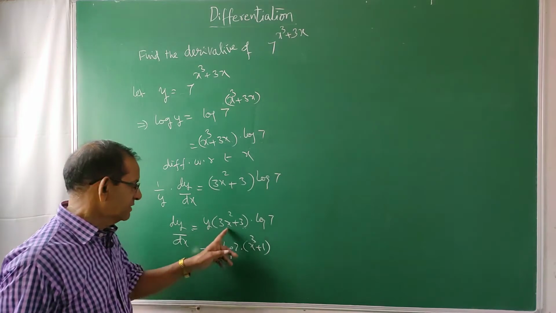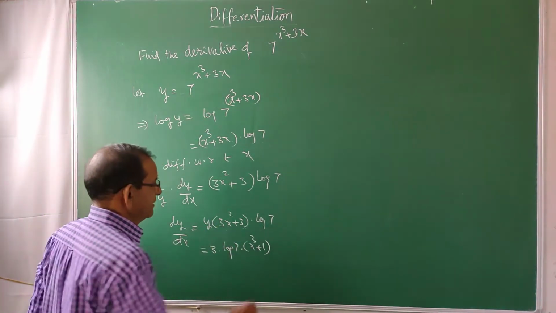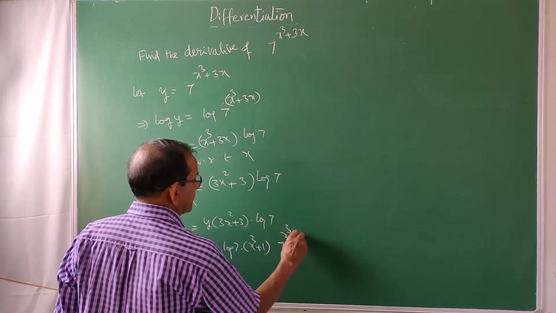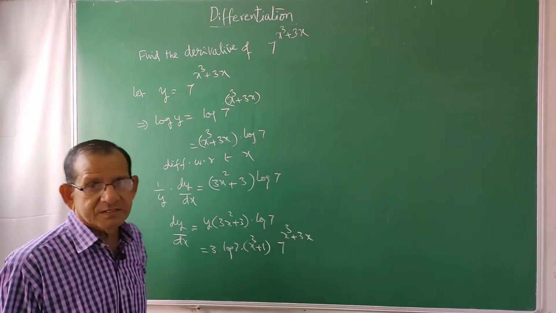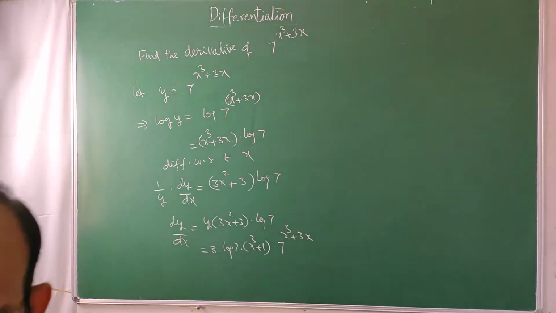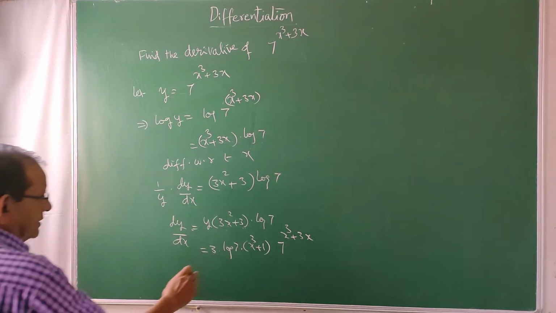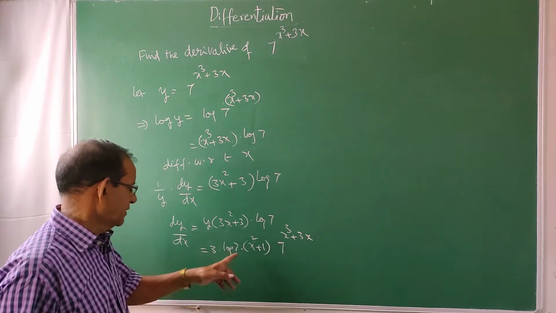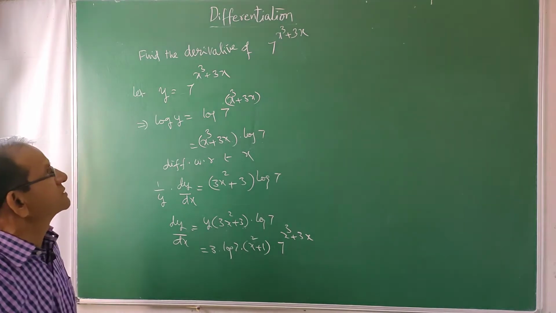If you take 3 common, this will become 3 into x cube plus into y. Y value, how to write? Y value is 7 power x cube plus 3x. So this is the derivative of the given function. Sorry, here it is x square, not x cube. 3 into log 7 into x square plus 1 into 7 power x cube plus 3x.